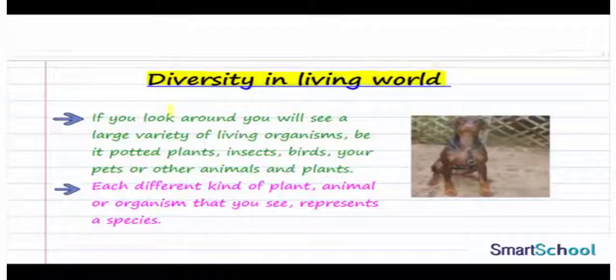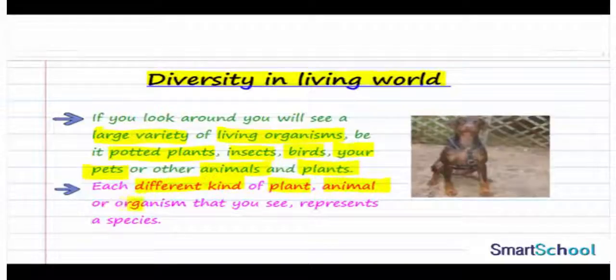If you look around, you will see a large variety of living organisms, be it potted plants, insects, birds, your pets, and other animals and plants. In your general observation, you must have noticed all these large varieties of living organisms. Each different kind of plant, animal, or organism that you see represents a species. So, each kind of organism that you see around yourself represents one or the other species.